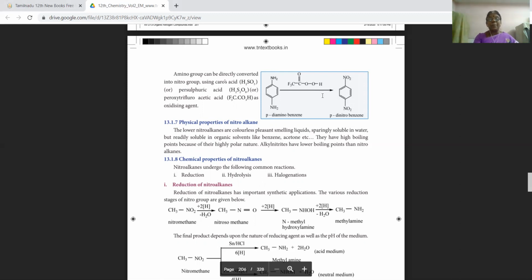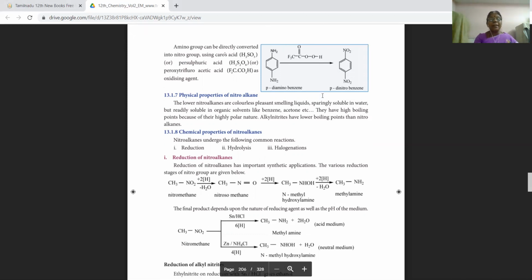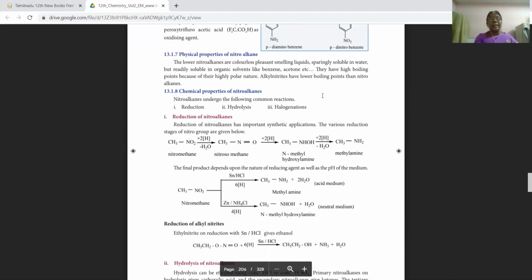Next is chemical properties of nitroalkanes. Nitroalkanes undergo the following common reactions, that is reduction, hydrolysis, halogenation. First one is reduction of nitroalkane. Reduction of nitroalkane has important synthetic application. The various reduction stages of the nitro group are given here. Nitromethane is converted to nitrosomethane. Then again it is converted to N-methyl hydroxylamine, and further it is converted to methylamine.